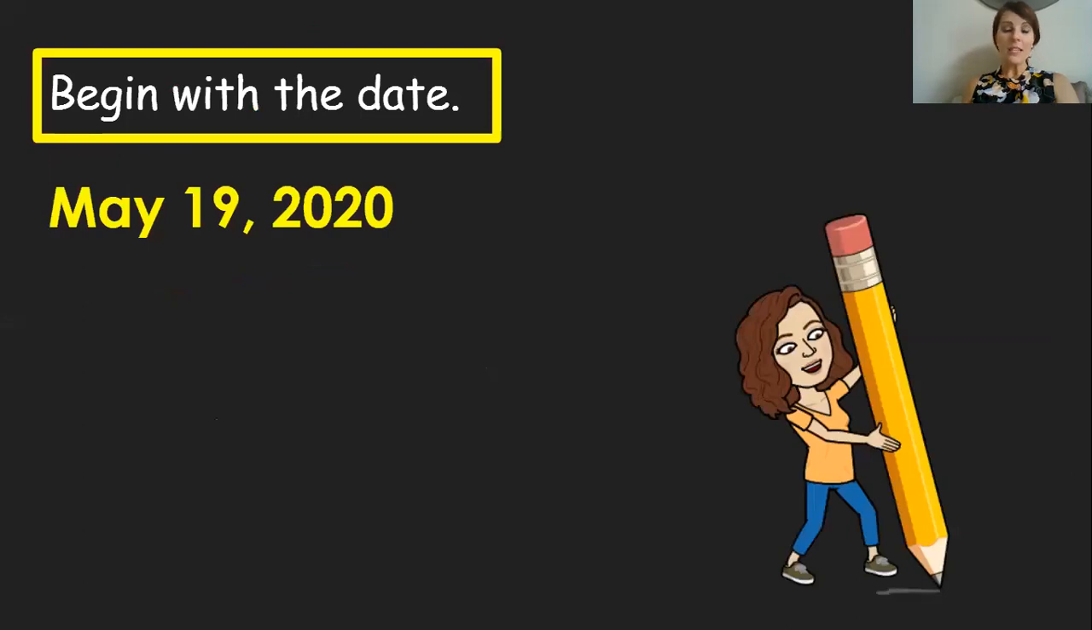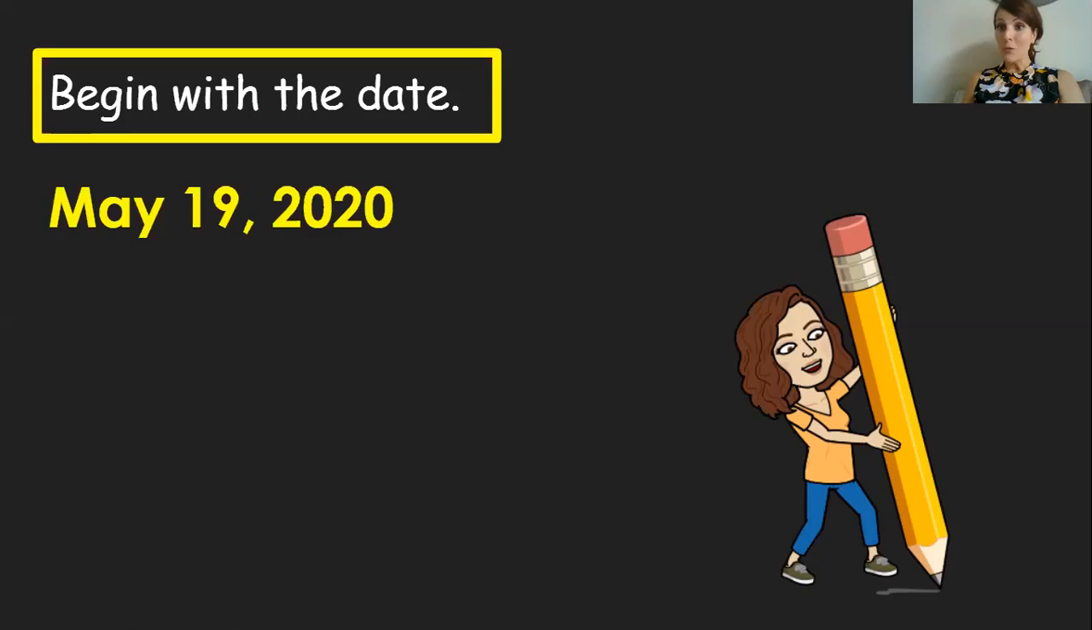So first, begin with the date. That's extra important, especially if people treasure your letters and keep them for a while. They want to pull them out and know how long ago you wrote it to them. So make sure you include the date with the year. Today is May 19th, 2020. I'll put that at the top of my page.